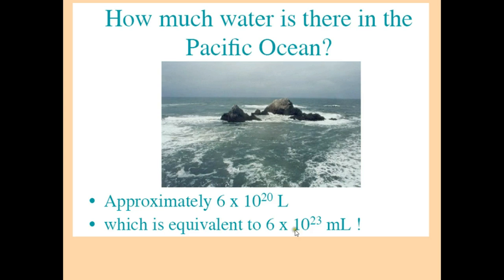And how much water is in the Pacific Ocean? Well, approximately 6.10 to the 20th is equivalent to about 1 mole of particles. So there's almost a mole of milliliters in the Pacific Ocean. That's just a rough estimate of how much a mole is.